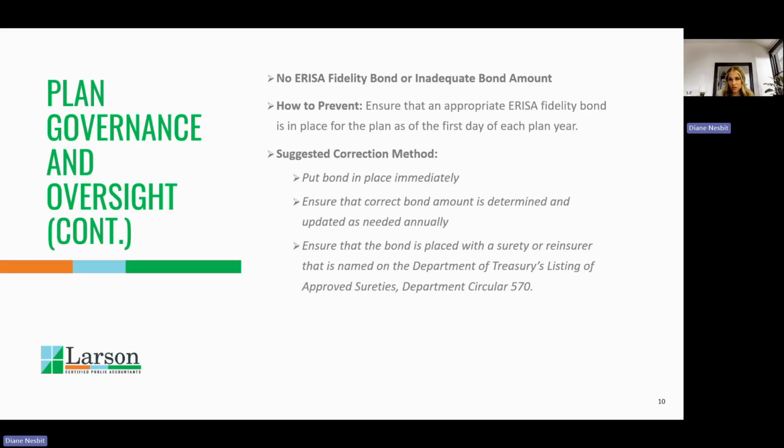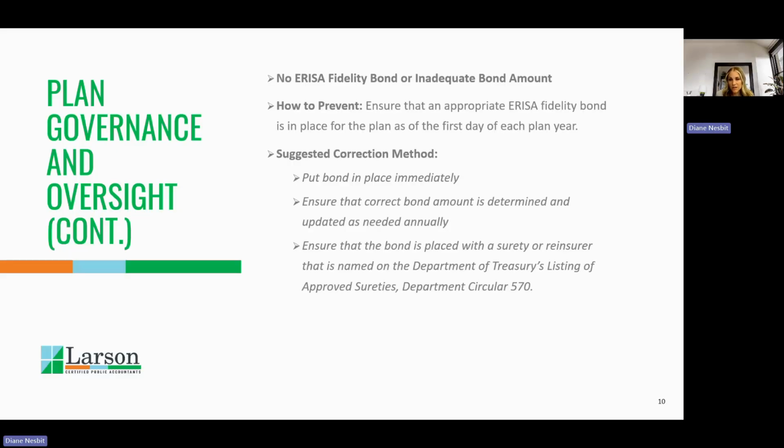So suggested correction methods here. Put the bond in place immediately. Make sure that the correct bond amount is determined and updated as needed annually. There is a formula to follow. It's a prescribed formula that the DOL requires on what the bond amount should be. It's either a minimum of $1,000 up to a maximum, and if it's in between those, based on plan assets, it's a certain percentage of plan assets.